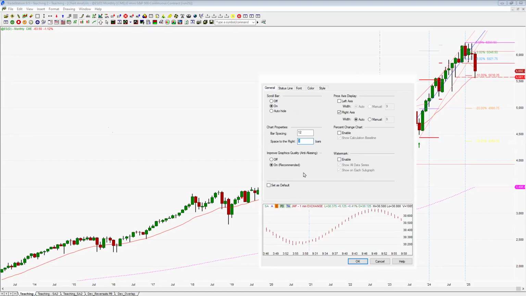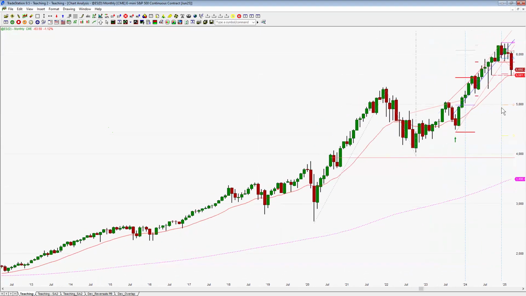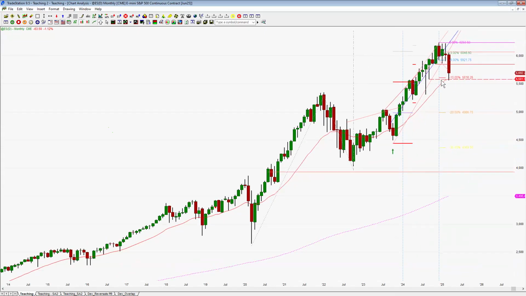It has 0 bars to the right. Because of that new indicator, we're going to give it some space. Let's say 20 bars to the right. Right, so now it has space. Okay.